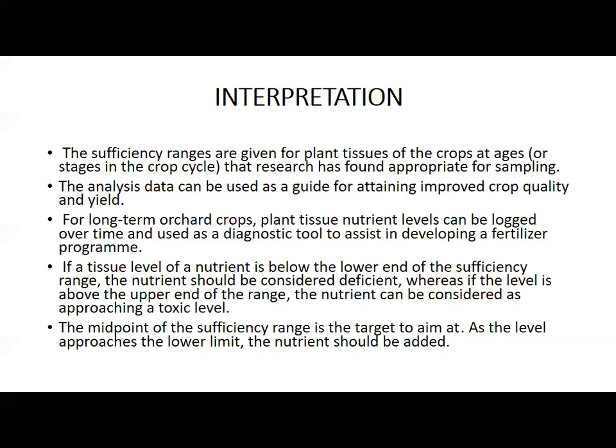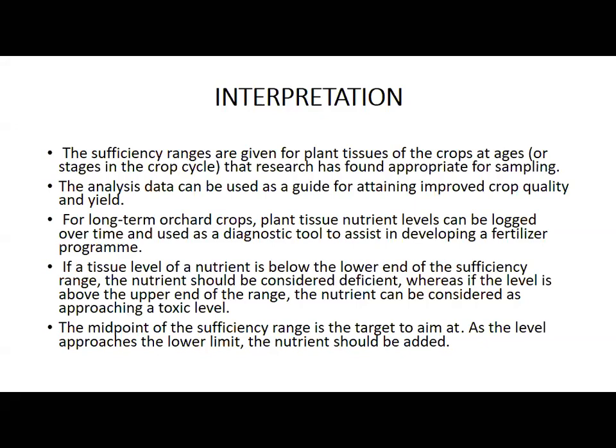If a tissue level of a nutrient is below the lower end of the sufficiency range, then it can be considered as deficient. We can meet this deficiency by addition or correction, whether the source is artificial fertilizer immediately, or organic fertilizer or biofertilizer over a period.